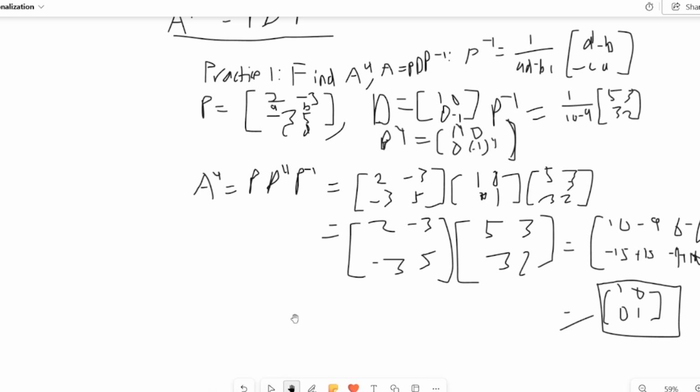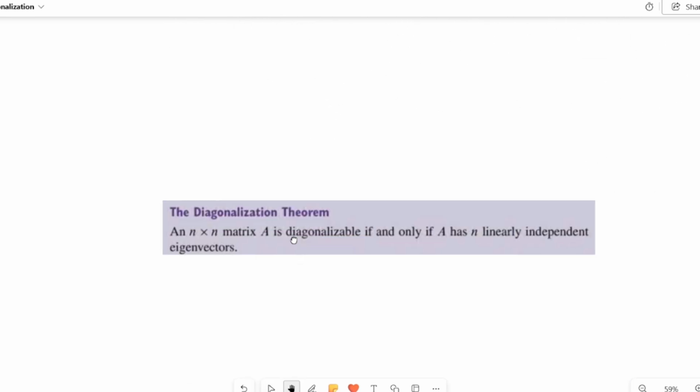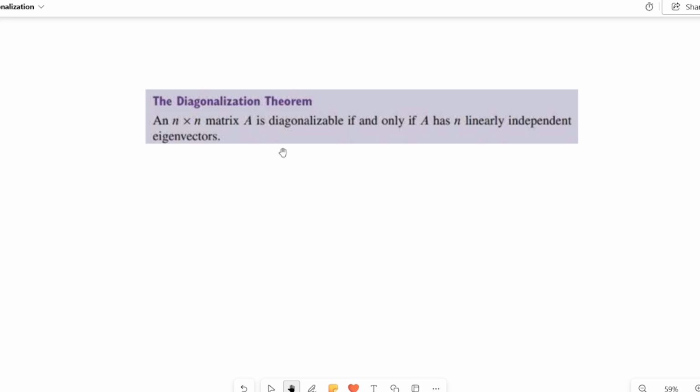This is going to be a safe introduction to our diagonalization theorem. This is the most important part of this lesson. The diagonalization theorem states that an n-by-n matrix A is diagonalizable if and only if A has n linearly independent eigenvectors. This theorem is going to establish the process we'll use to diagonalize matrices.